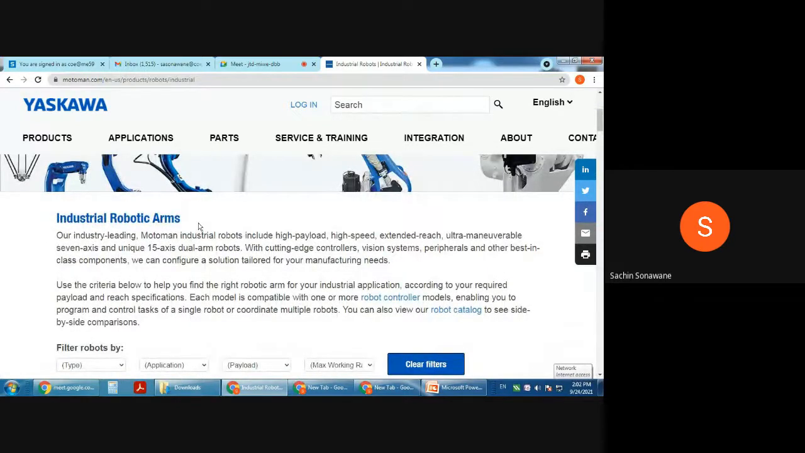Industrial robotic arms. This is the introduction. Our industry leading Motoman industrial robots include high payload, high speed, extended reach, ultra maneuverable 7 axis and unique 15 axis dual arm robots with cutting edge controllers, vision systems, peripherals, and other best in class components. We can configure a solution tailored for your manufacturing needs.